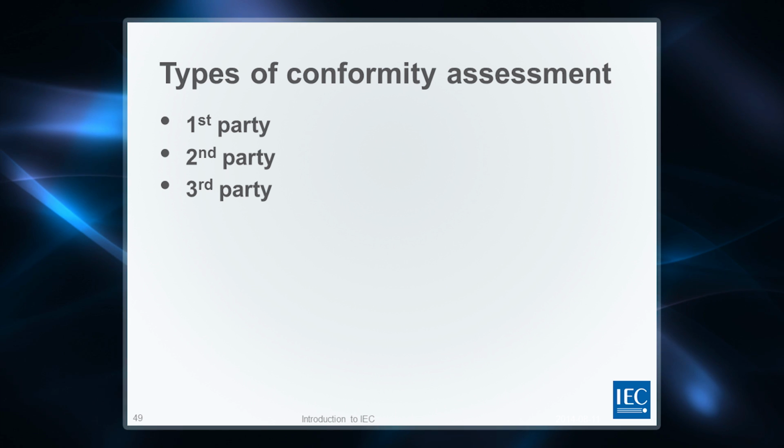Second party is when you do the test yourself. Probably going to have a bit more confidence in what's going on. All right? So the person who's acquiring the product actually does the conformity assessment. And third party, well, you get someone outside the system to do it for you. And that's the most unbiased way of doing it. And the IEC's three conformity assessment systems are all based on third-party evaluation of the products.